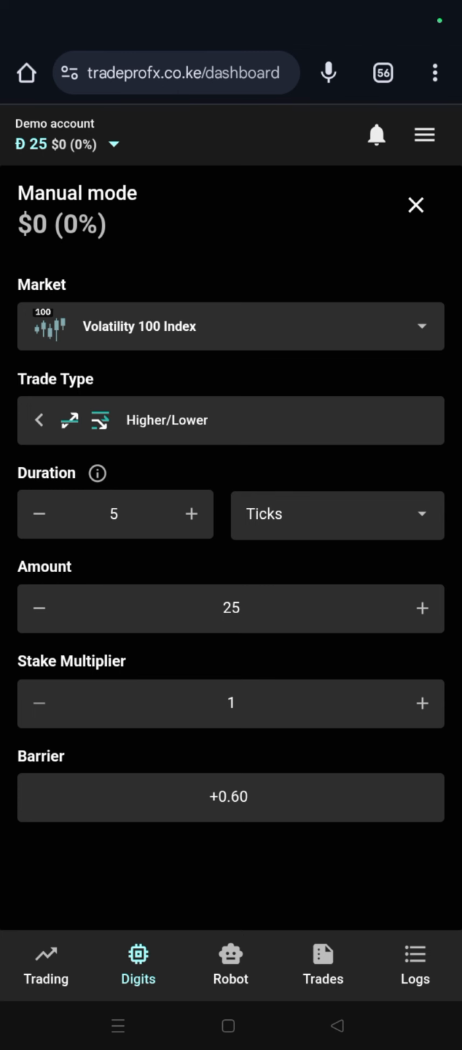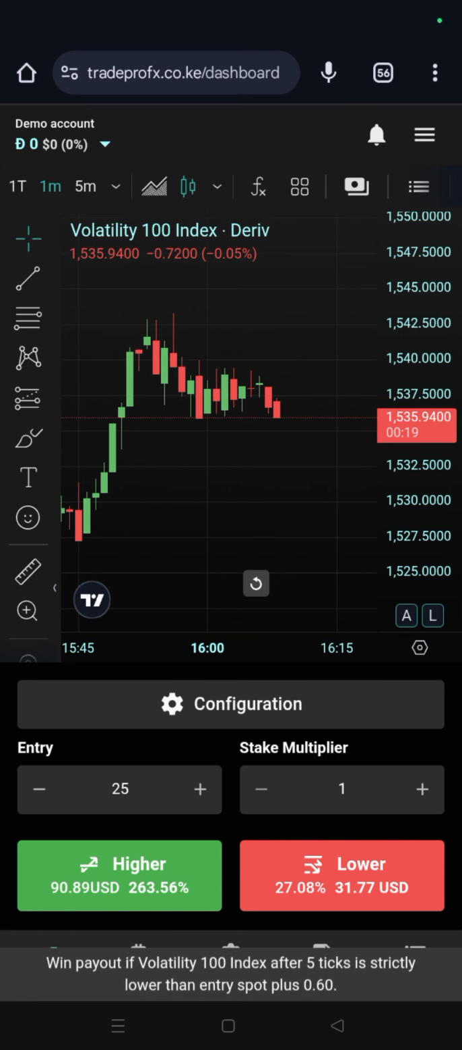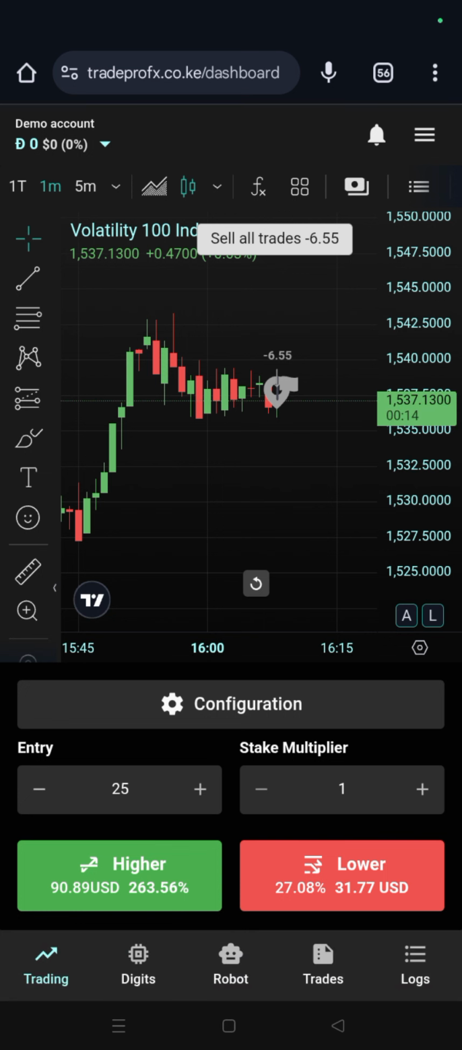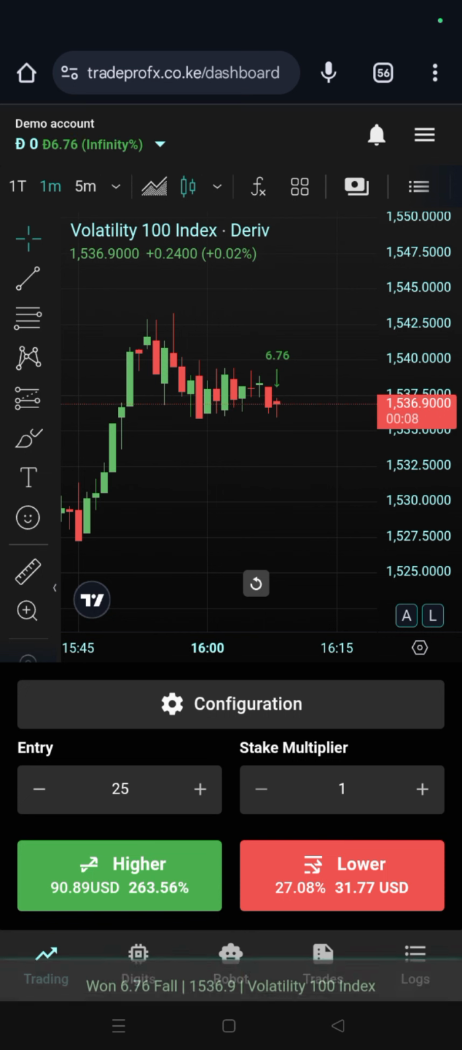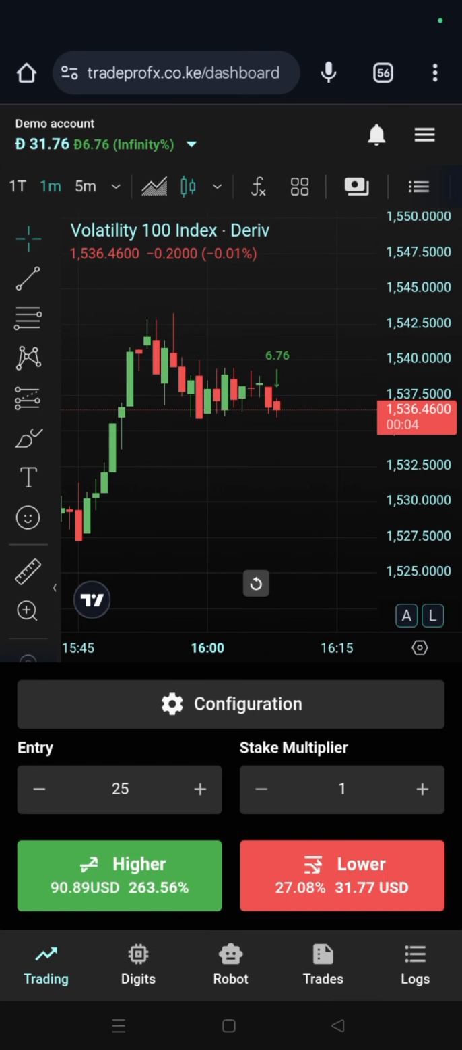Then go back to trading. Anytime this amount gets to 20 like that, you click lower. So you can see I've entered the market. Anytime it hits 20, you enter the market, don't hesitate. So you can see my first win. You can see we have already won.